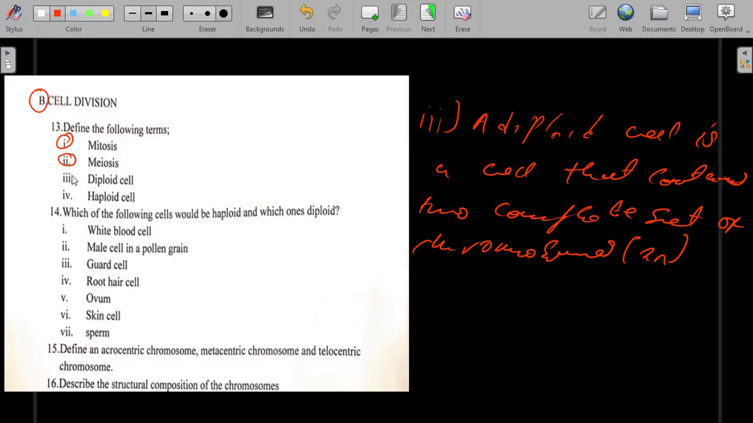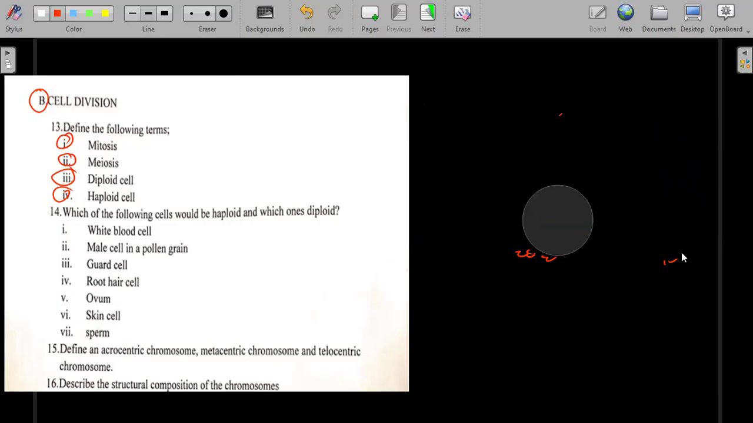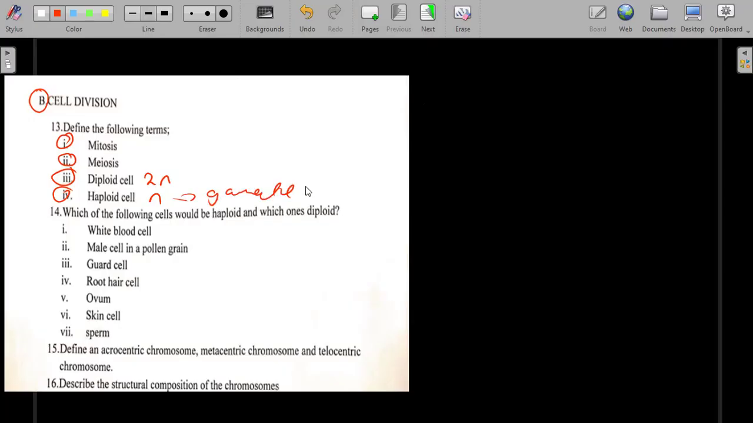Then we go to part 4 there, where we have to define a haploid cell. So we've defined a diploid cell. Now we have to define what a haploid cell is. A haploid cell is a cell that contains only one set of chromosomes. This one usually uses letter n. So remember, for diploid, you use 2n. For haploid, we are going to use letter n. And this will happen in gametes, which are the eggs and sperms.